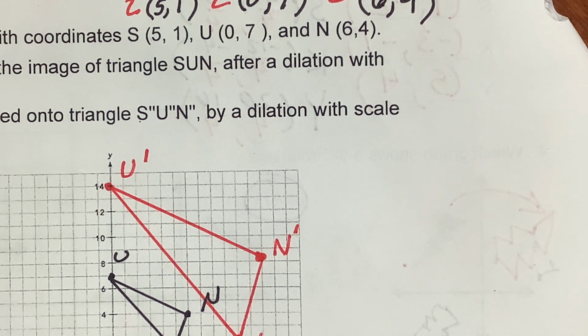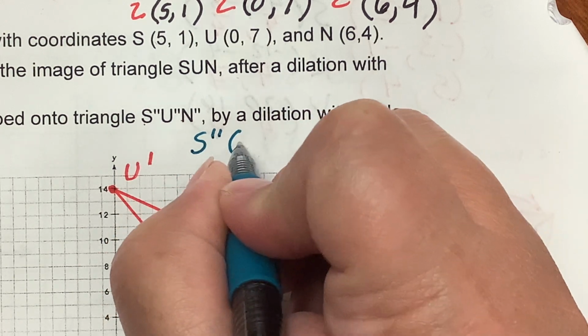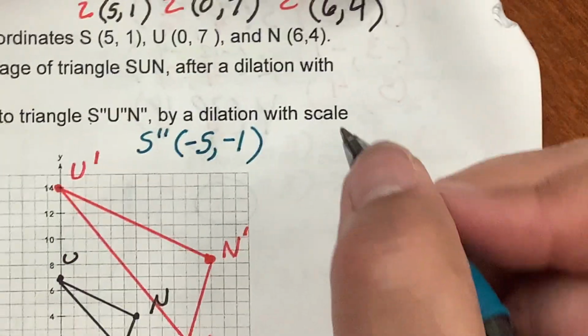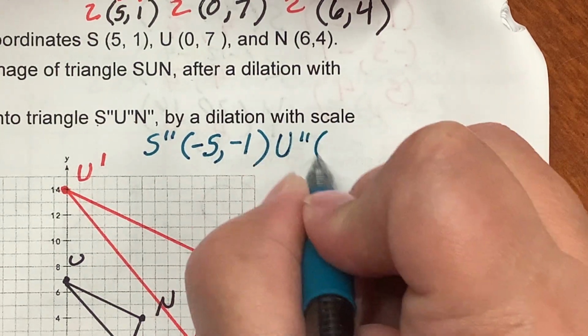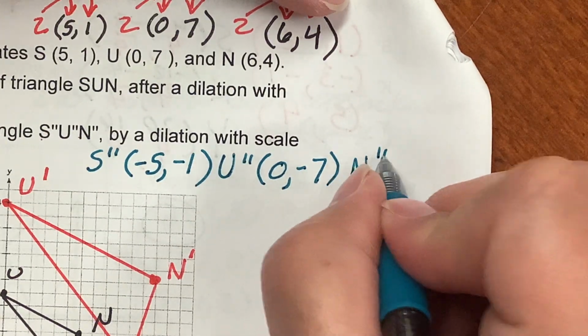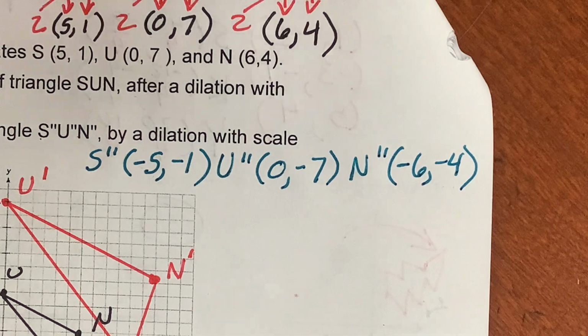So let's grab a blue pen here, old Bono, and see if we can do that. I got a new package of pens. They're all stuck together. Yada, yada, yada. Here's the blue. Let's go. Please work. So, S double prime is going to be -5, -1. I just multiplied both numbers times -1. U double prime is going to be 0, -7. And N double prime is going to be -6, -4. Just multiply everything by -1.